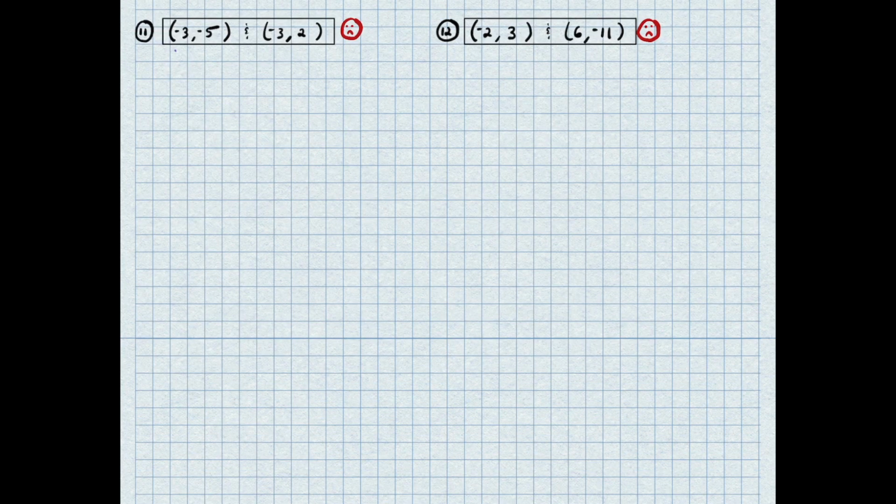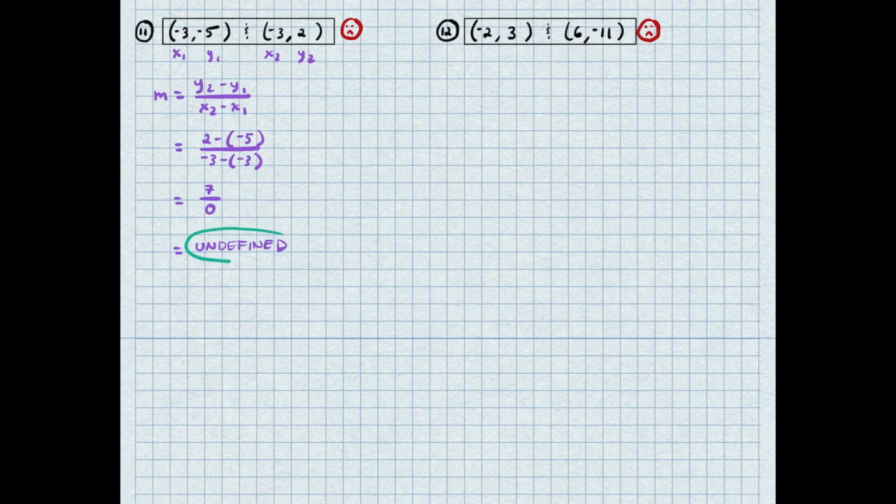Let's try another one here. First, I'm going to label these as x1, y1, and x2, y2. Substituting in here, we're going to get 2 minus -5 over -3 minus -3. 2 minus negative 5 is going to be 7 on top, and negative 3 minus negative 3 is going to be 0 on bottom. Try to think back and remember that when you have a 0 on the denominator, it means the slope is actually undefined.